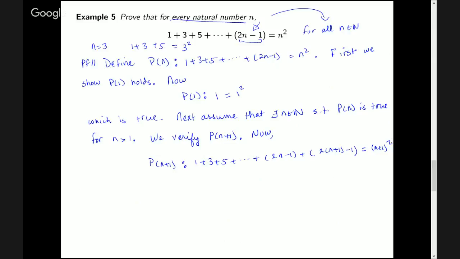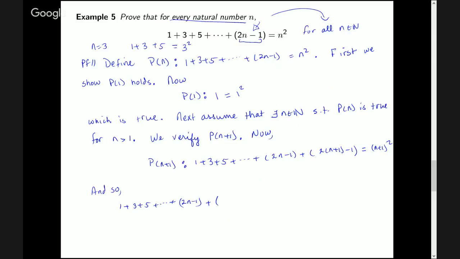If you're trying to follow along, this is on the bottom of page 101. So that is the statement we have to verify. Now you're going to start on the left-hand side and try to get to the right-hand side of that statement. So let's look at it: 1 plus 3 plus 5 plus 2n minus 1 plus, simplify this, 2(n plus 1) minus 1.